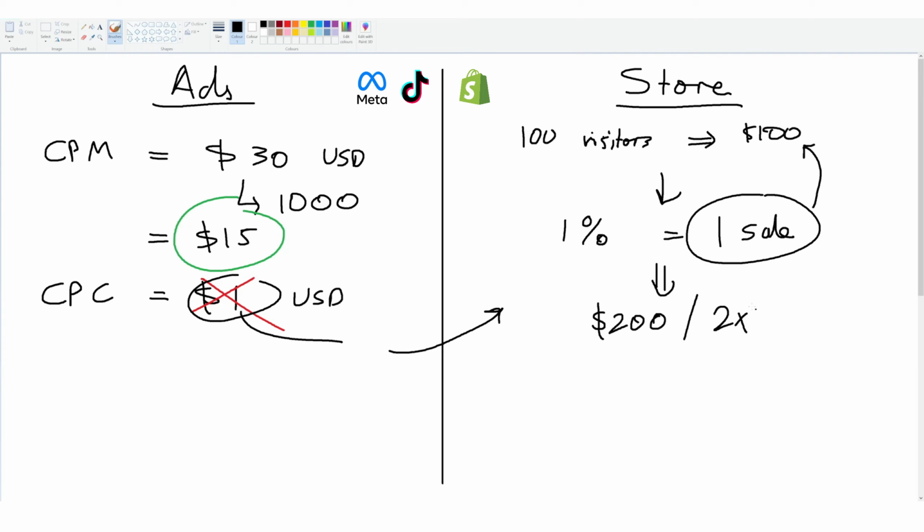And even then, you'll be making a loss because of payment fees, refunds over time, chargebacks, returns, etc. You need to account for that when you're marking up your products. And this is why $1 cost per click is too expensive if your conversion rate's 1%.